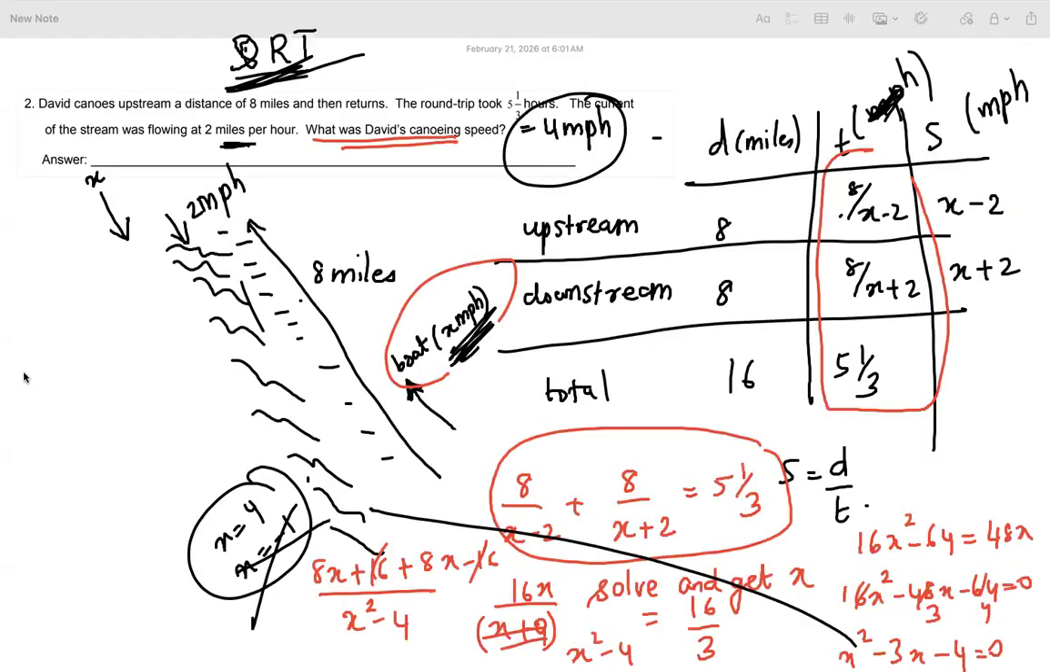I have a question. Yeah, go ahead. If it's a round trip of 5 and 1/3 hours, and the distance is 8 miles and then returns, shouldn't it be 16 as the distance? Oh, okay. See, David canoes upstream a distance of 8 miles. Upstream distance is 8 miles. Oh, okay, I got it. That is why I took it as 8, upstream alone. I understood. No worries. Can I move on?